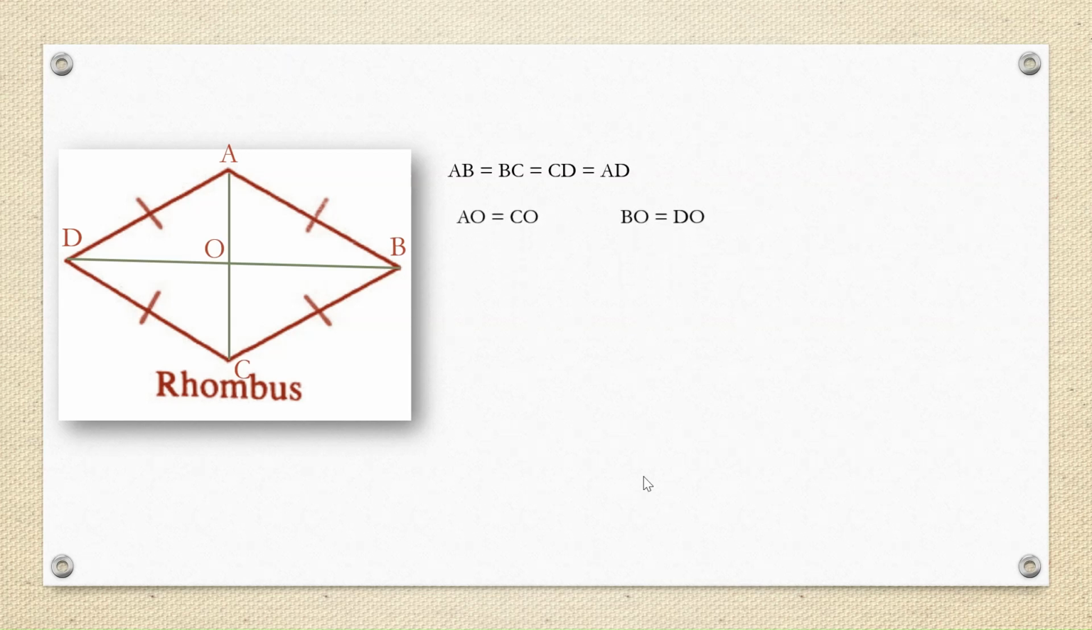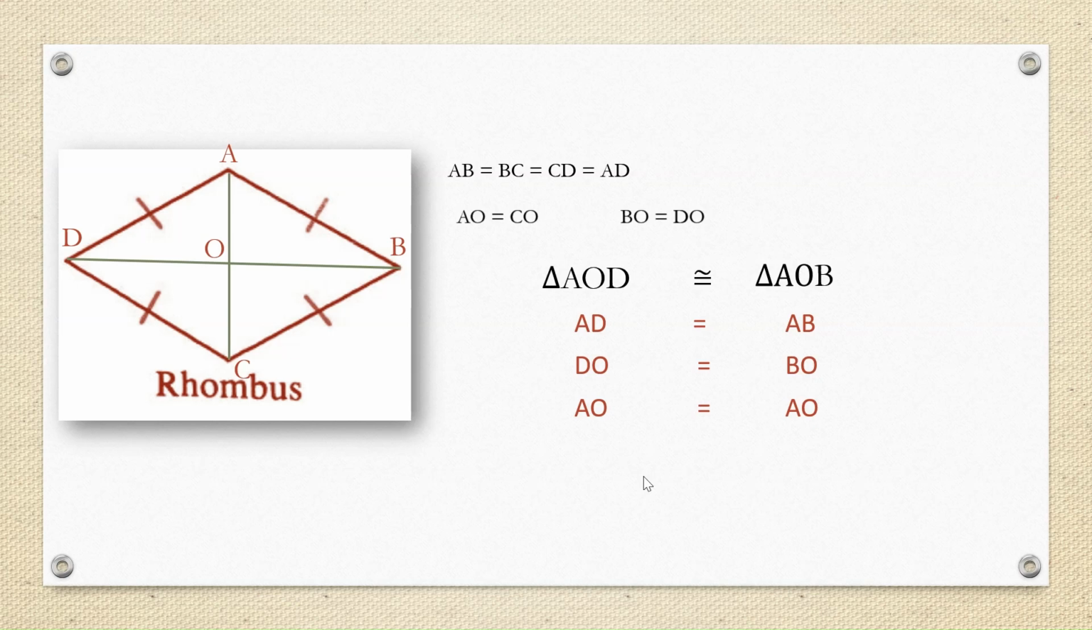Now, consider two triangles AOD and AOB in the figure. From these triangles, we can write that AD equals AB, that is, sides of the rhombus, and they are equal. And DO equals BO, as diagonal BD gets bisected at point O, so these two portions will be equal to each other. And AO is common for both the triangles. Now all these are sides, so we can tell that both the triangles are congruent using the SSS property.